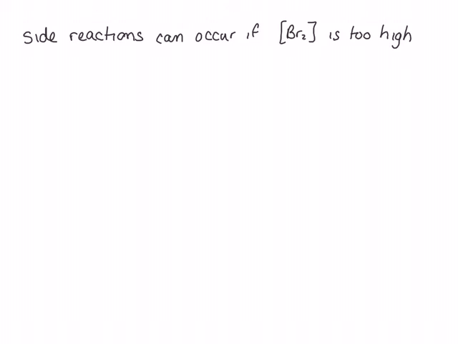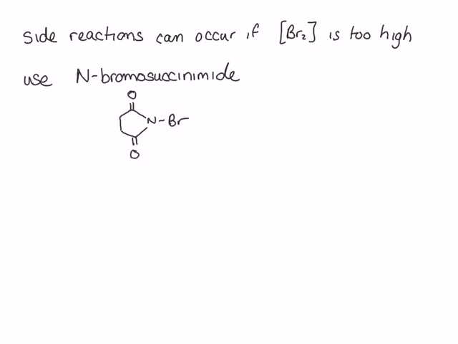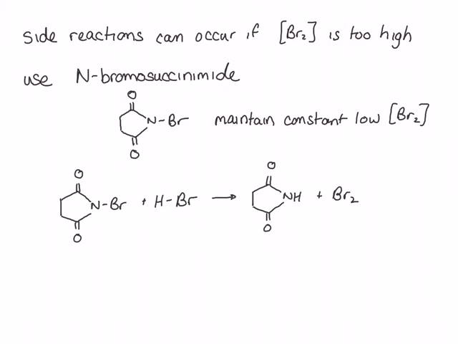We do this using a molecule called N-bromosuccinimide. N-bromosuccinimide allows us to maintain a constant low concentration of bromine, which allows these allylic bromination reactions to work without producing side reactions. N-bromosuccinimide, or NBS, produces bromine in the presence of HBr. You do not need to know the mechanism for this reaction.